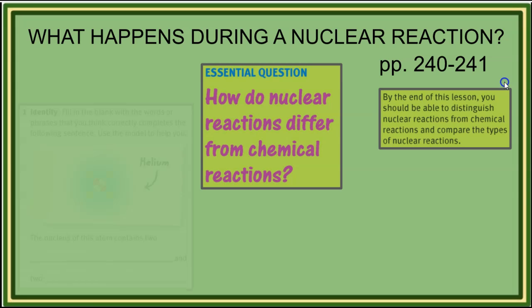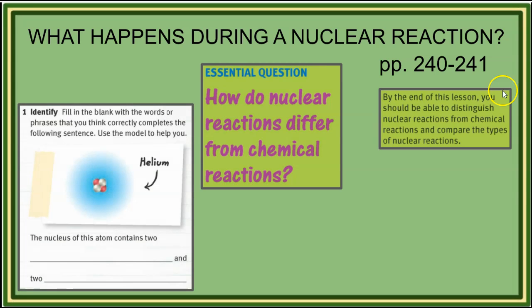types of nuclear reactions. For number 1, we had to look at this atom and use the model to help us say what the nucleus contains. Did you remember protons and neutrons? Protons are the positively charged particles in the nucleus. Neutrons don't have any charge.